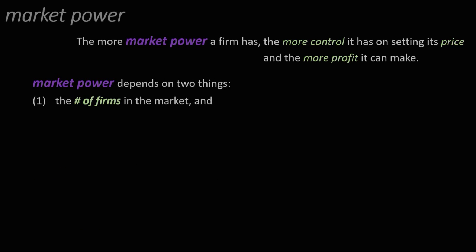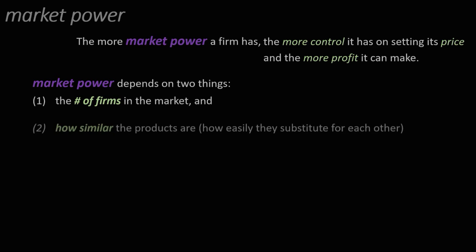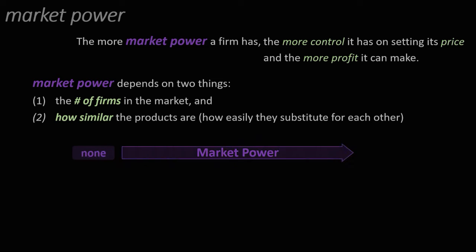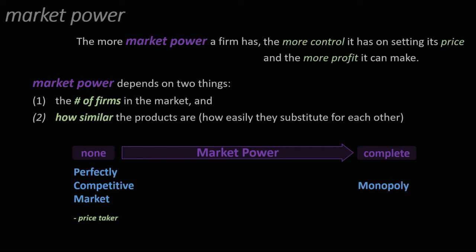Now, market power depends on two things. First is the number of firms in the market, and second is how similar, or how easily substitutable, the products are from those firms. So if we think of market power in terms of a scale, from none to complete, the perfectly competitive firm has no market power, and the monopoly has complete market power.